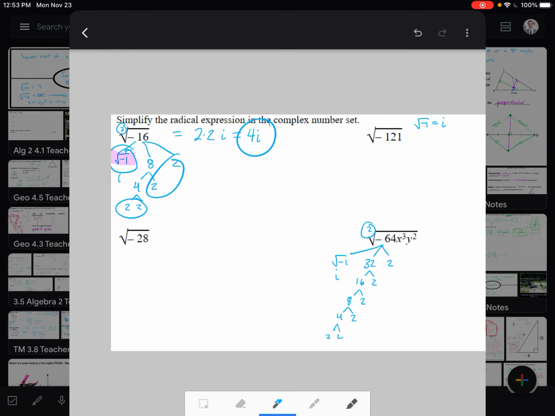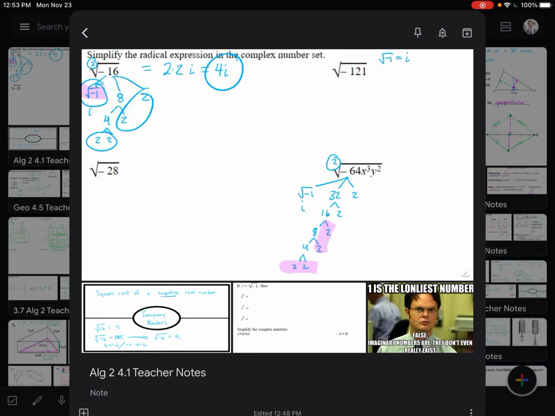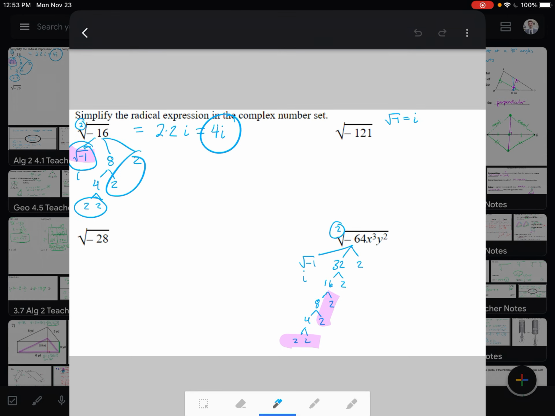So looking for groups of 2, let's see what we got. 1 group, 2 groups, 3 groups. Our third group, and then we also can't forget we have 3 x's and 2 y's. So a group of x's, a group of y's as well. So what are we taking out? Well, we have our i, our first 2, our second 2, our third 2, an x, and a y, and then can't forget this guy all by himself has to stay home.